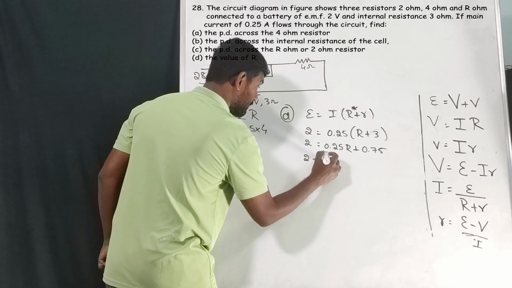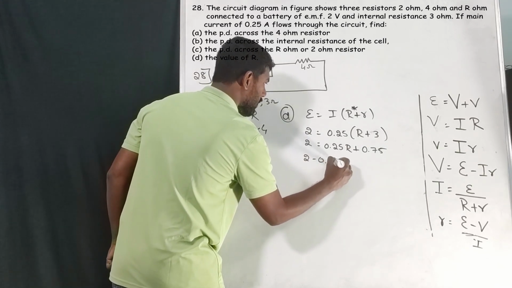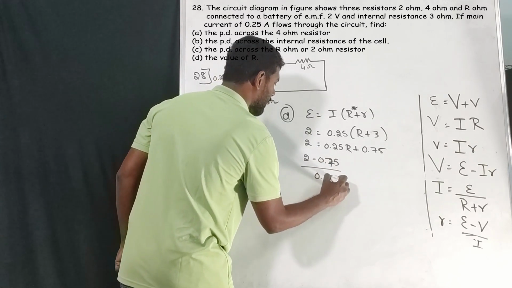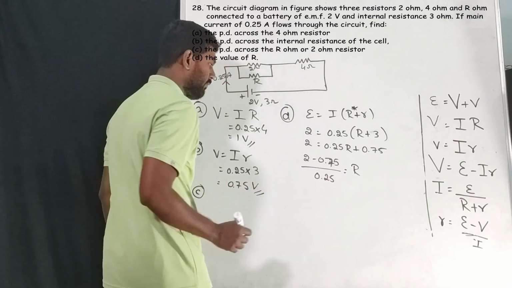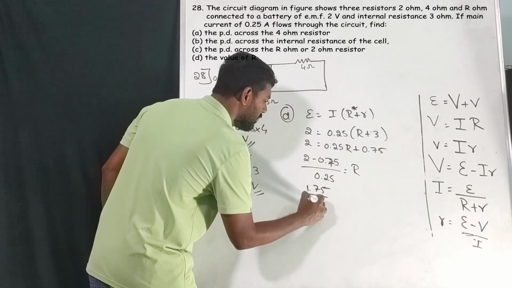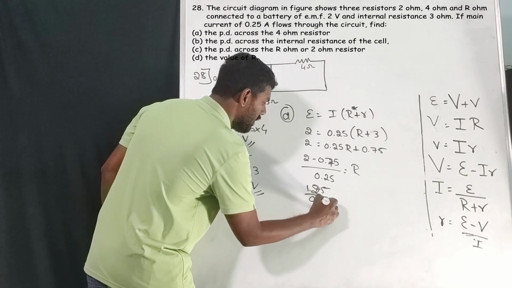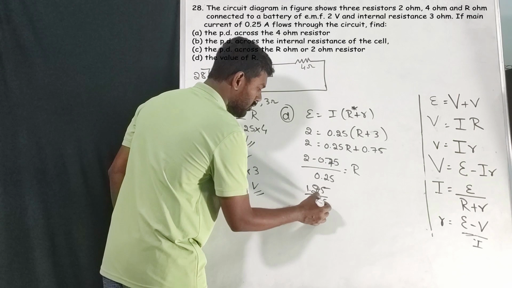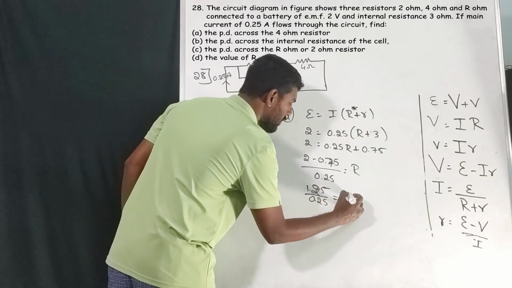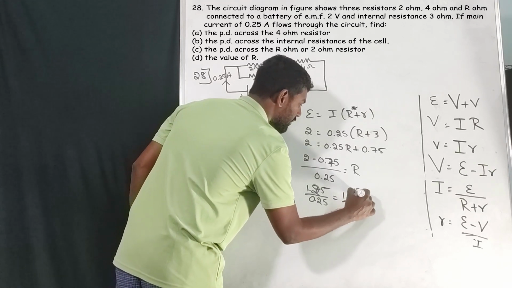2 minus 0.25, sorry, 0.75, divided by 0.25 to get the value of R. Okay, so this will be 1.25 divided by 0.25. See, after the decimal we have the same digits, so this will become 125 by 25. 25 ones are 25, 25 fives are 125.